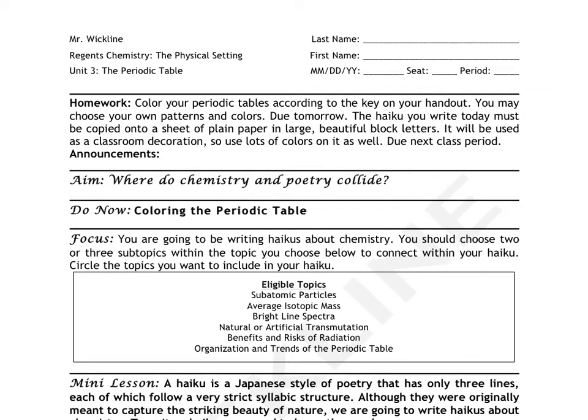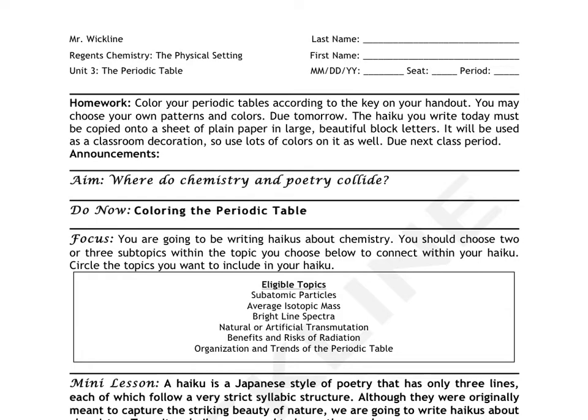So the haiku that you're going to write today, just make sure that you do it on either plain paper or on construction paper. I prefer that it's not on loose leaf with the lines on it. And it should be done in beautiful block letters. Those are the almost three-dimensional all capital letters. And it's going to be used as a classroom decoration, so make sure it has lots of color and it's really beautiful. It's due the next time I see you, which I believe is a Friday.